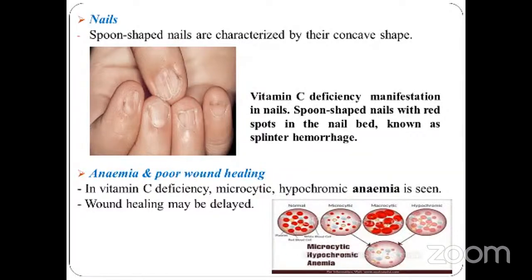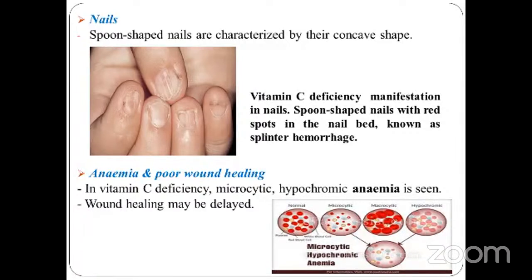Now next is spoon-shaped nails. They are characterized by their concave shape. I show you this diagram. Look at the shape of the nail. They are spoon-shaped or concave-shaped. These spoon-shaped or concave-shaped nails, we can see in two conditions. First one is vitamin C deficiency, and another one is iron deficiency.